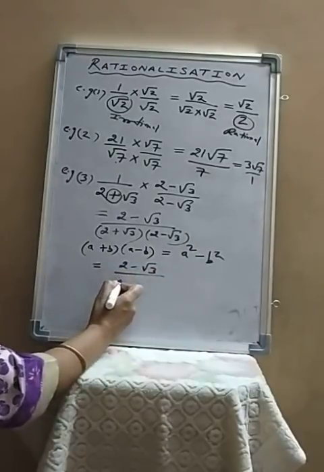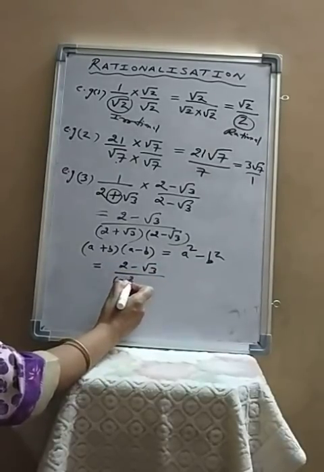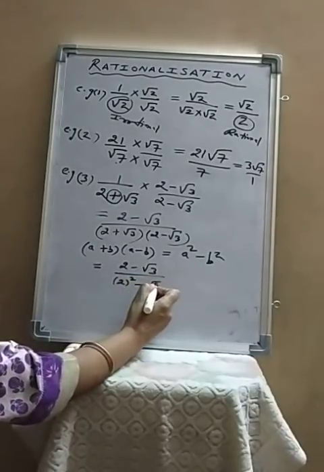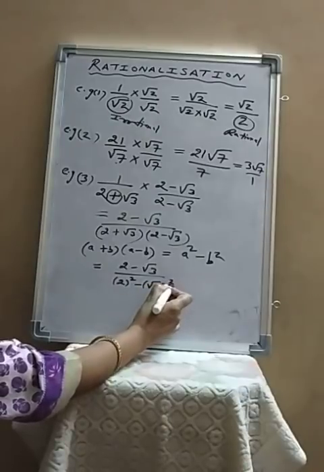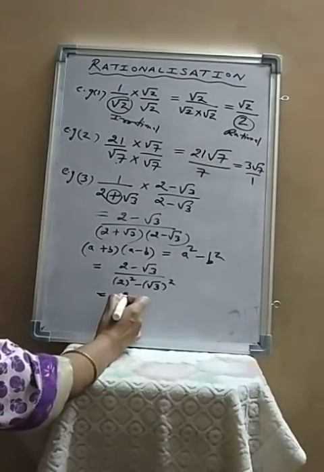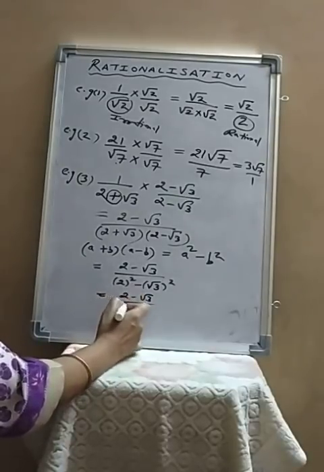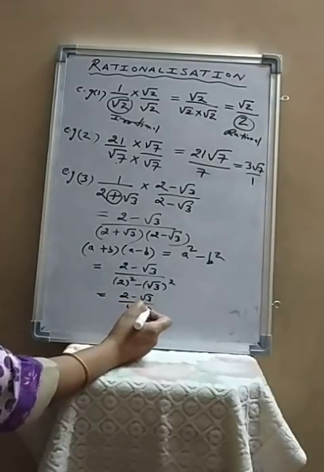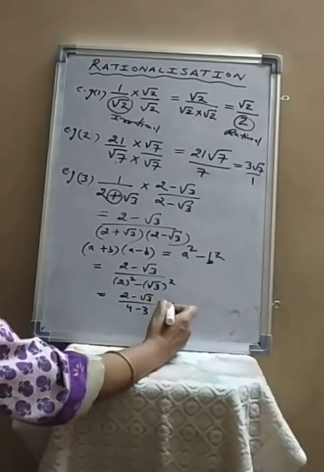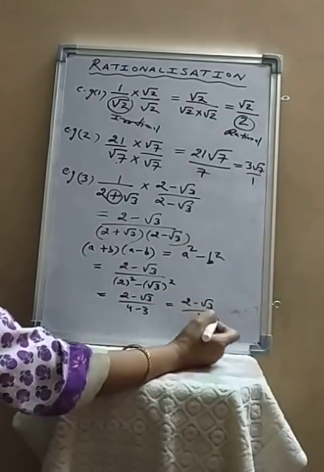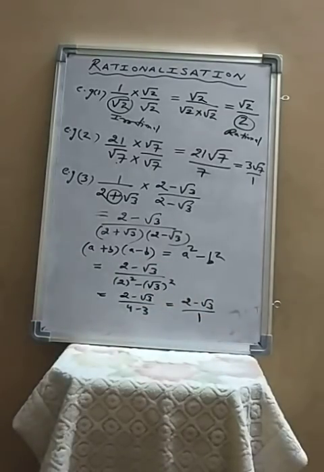So a here is 2, so 2 square minus root 3 square. On solving it gives you 2 minus root 3 upon 2 square is 4, root 3 square is 3. So finally the answer is 2 minus root 3 upon 1. So the irrational denominator has been converted into a rational one.